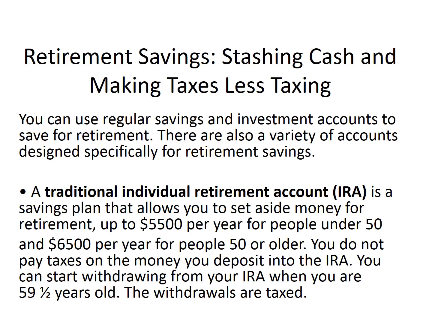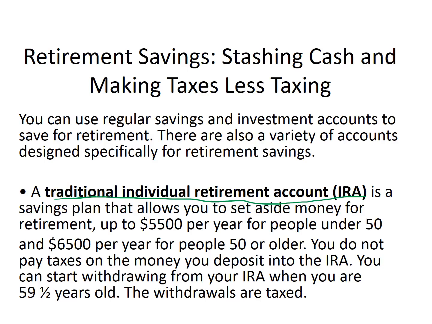Retirement savings, stashing cash, and making taxes less taxing. You can use regular savings and investment accounts to save for retirement. There are also a variety of accounts designed specifically for retirement savings. We talked a little bit about this. A traditional individual retirement account, an IRA, is a savings plan that allows you to set aside money for retirement, up to $5,500 per year for people under 50 and $6,500 per year for people 50 or older.